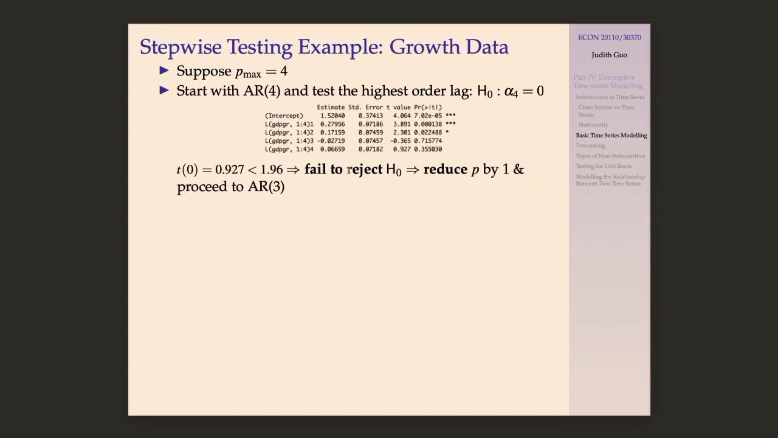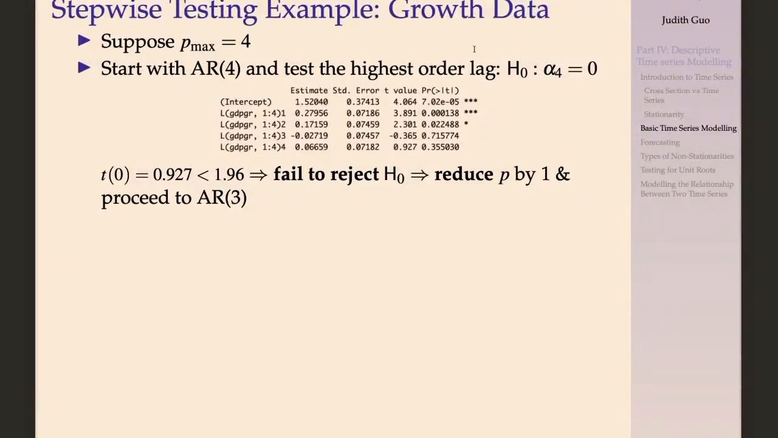Before I let you go, here is an example using the growth data. I started by supposing Pmax being 4, because the growth data is measured on a quarterly basis. So we start with an AR4, and we test the highest order lag, the 4th one, alpha 4 being 0. We can see from the result that this t value is very small, 0.9, which is far below 1.96. So we fail to reject the null hypothesis. That means we should reduce the order by 1 and proceed to an AR3 model and estimate that.